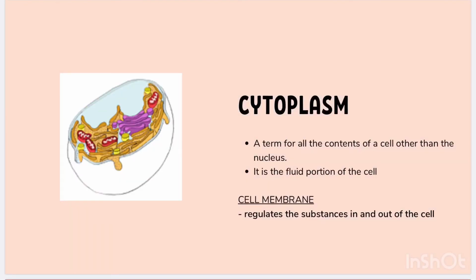Next is the cytoplasm, which is the fluid portion of the cell. The cytoplasm acts as a buffer and protects the genetic material of the cell and also the cellular organelles from damage due to movement and collision with other cells.